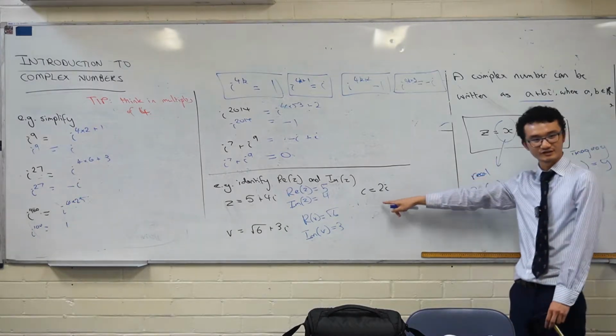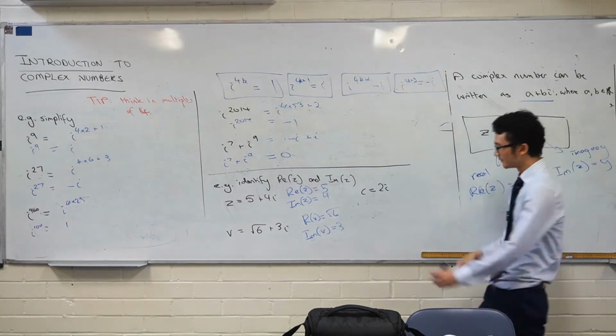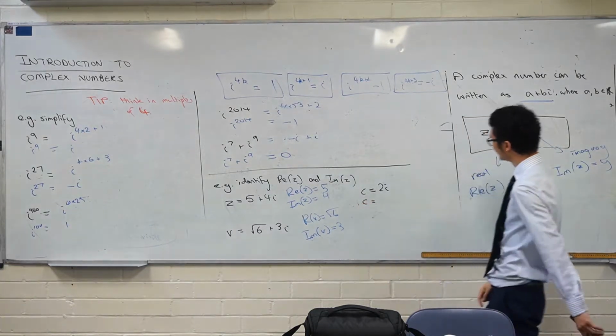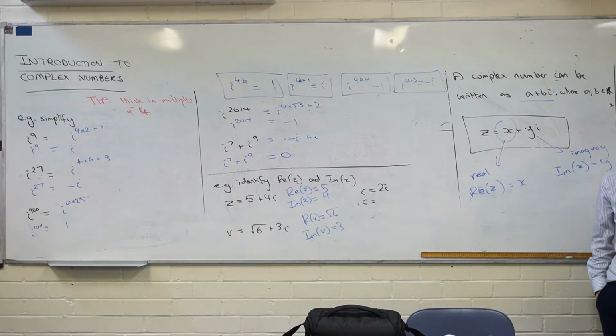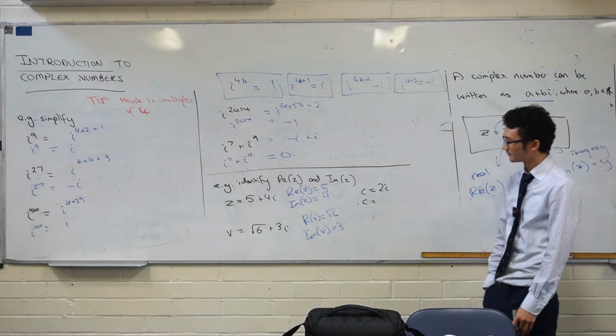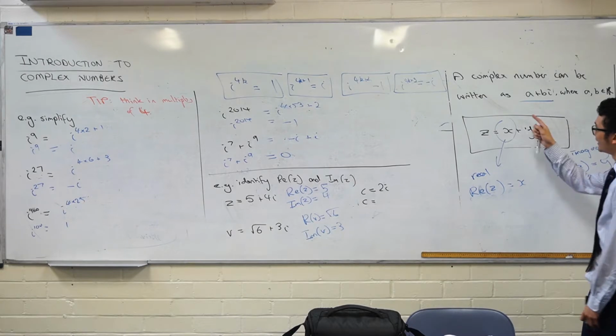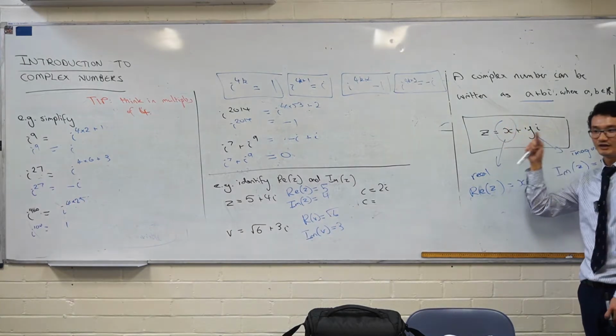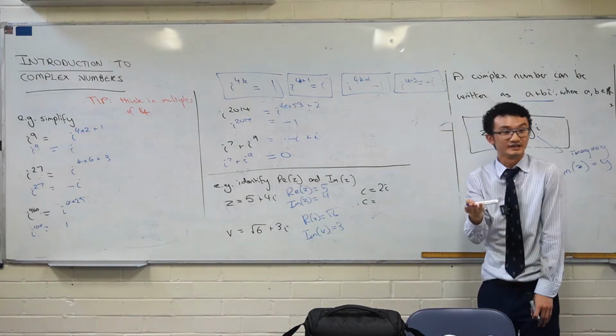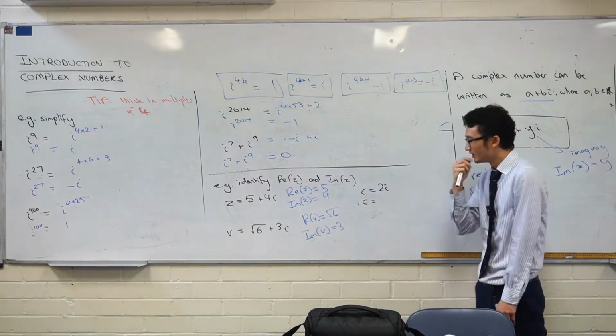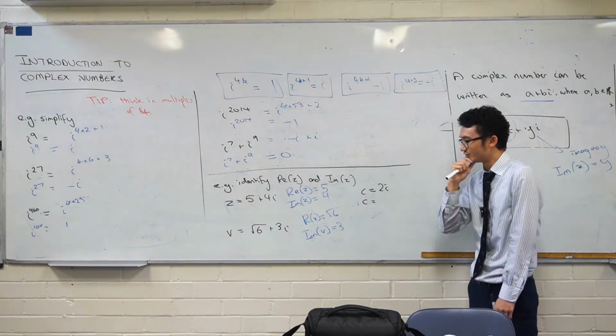Can I write c like this? Can I write c in this form? So the question is, our definition of a complex number is that we can write it in this form here, okay? Any number I can write in this form is a complex number. So is there a way I can write it in this form?